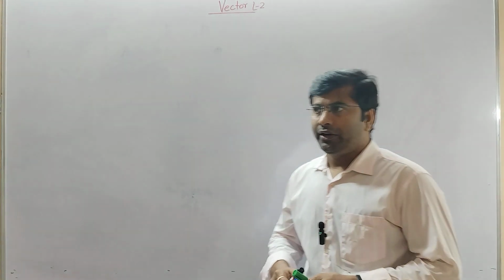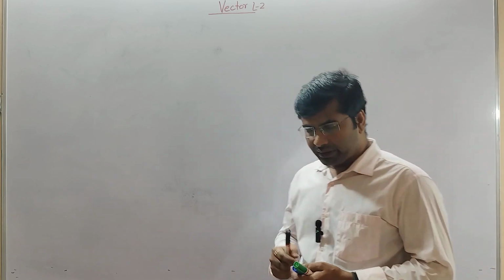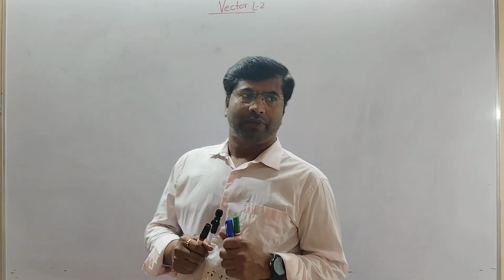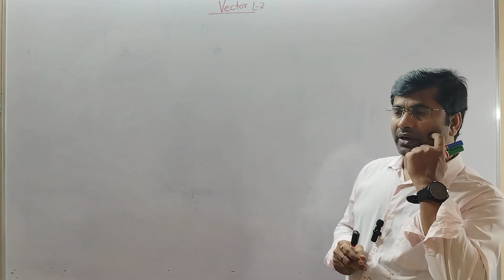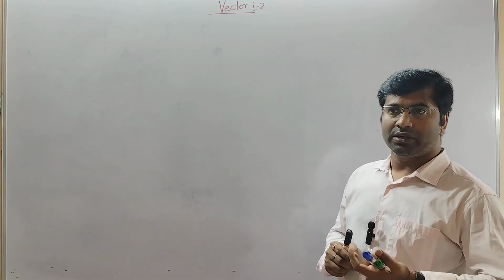Hello everyone. In today's lecture, I'm going to discuss unit vector and addition of two vectors. Addition of two vectors means a resultant of two vectors. If two vectors are acting at a point, then how to calculate the resultant.